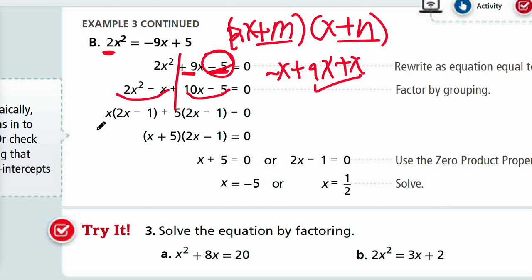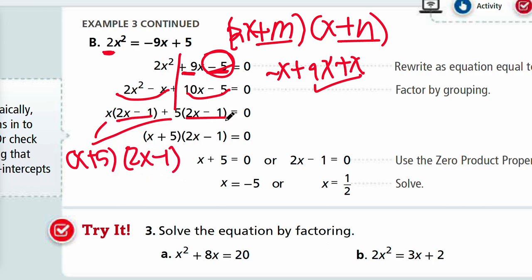So factor that out, x times 2x minus 1, plus the greatest common factor for this one would be 5. So factor that out, you get 2x minus 1 as well. Oh, and now we have the same factor. And so you can factor x, 2x minus 1 out. And then we have x plus 5, and then times 2x minus 1.